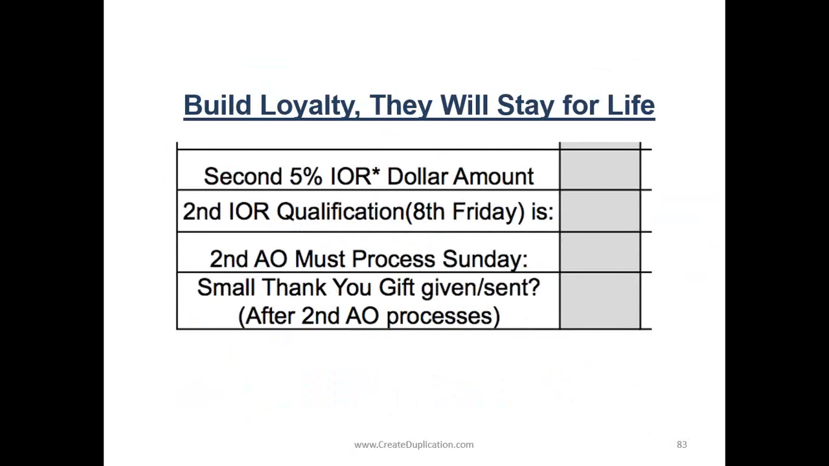So when is her second 5% IOR? Well, her second one is also a $7 discount. She has to set it up by April 3rd, so I'm going to try and follow up with her the week before, Friday, April 3rd. That's Friday number 8. And then her auto order is going to process on Sunday, April 5th. So again, that's how you stay. That's how you keep track. This is at the bottom of the sheet.